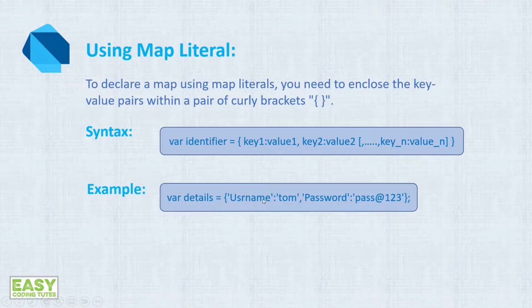Variable details is equal to username Tom, then password pass@123. Here username is the key and Tom is its associated value, and the second one password is also a key and pass@123 is its associated value.